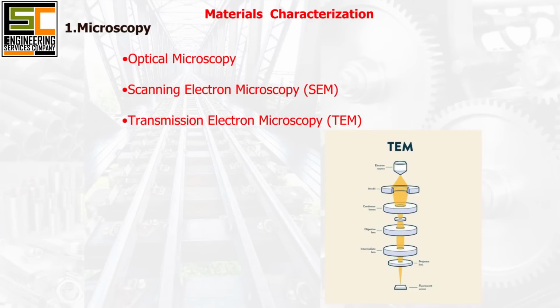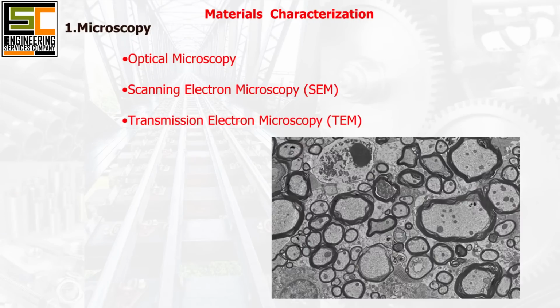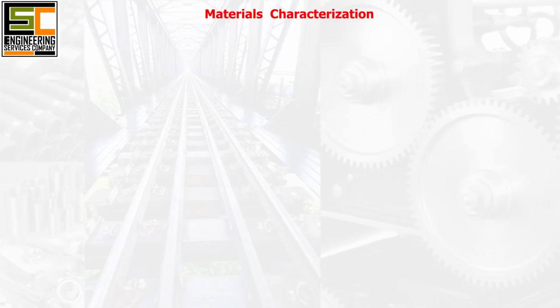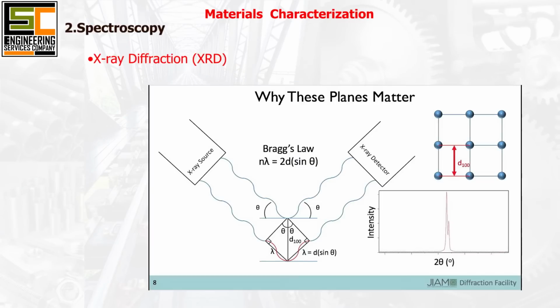Transmission electron microscopy (TEM) allows for the visualization of internal structures and features at the atomic scale by transmitting electrons through thin material samples. TEM is essential for studying crystallography, defects, and interfaces. 2. Spectroscopy. X-ray diffraction (XRD) determines the crystallographic structure of materials by analyzing the diffraction patterns produced when X-rays interact with a crystalline sample. XRD is used to identify phases, crystal orientation, and lattice parameters.